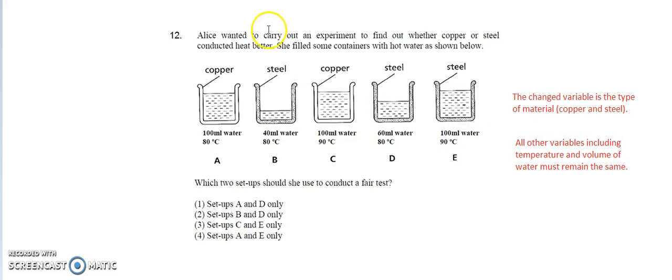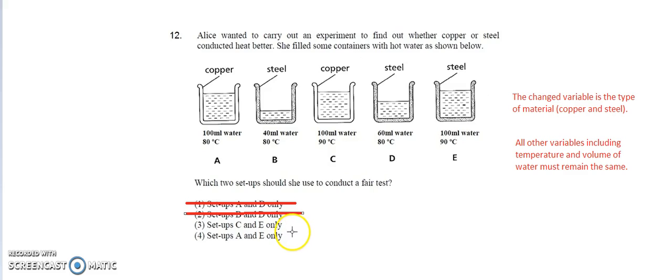Okay, so we want one copper and one steel container, but at the same time the volume of water and the temperature of water must be the same. So let's take a look at option number 2. Option number 1 is already out, A and D, because the volume of water is different, 100 ml and 60 ml. So option 1 is out. Option 2, B and D. B and D is looking at both steel containers. As we mentioned before, the changed variable should be the type of material. So option 2 is also out. We can cancel out option 2.